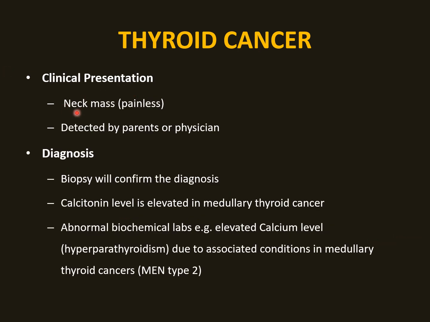Clinical presentation is a painless neck mass, usually detected by the parents or the physician during the routine physical examination. Diagnosis: biopsy will confirm the diagnosis. Calcitonin level is elevated in medullary thyroid cancer. Abnormal biochemical labs may be seen if associated with MEN type 2. For example, with hyperparathyroidism, they will have an elevated calcium level and low phosphorus.